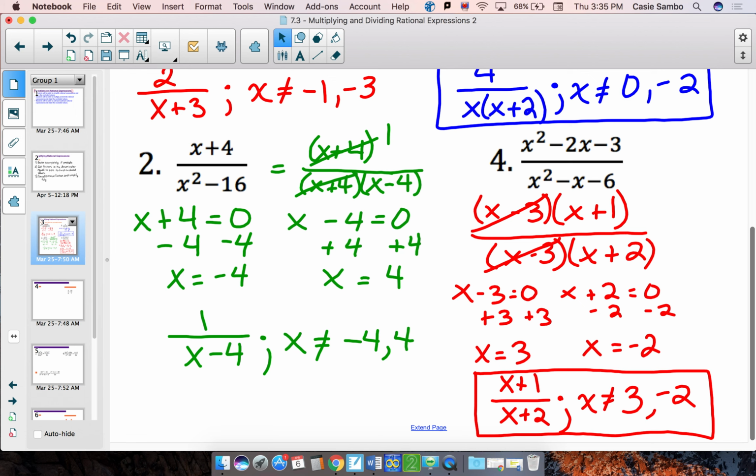That is the gist of simplifying. I'm going to stop the video because I don't want it to have problems uploading, and I'll pick back up on the next section of your foldable.